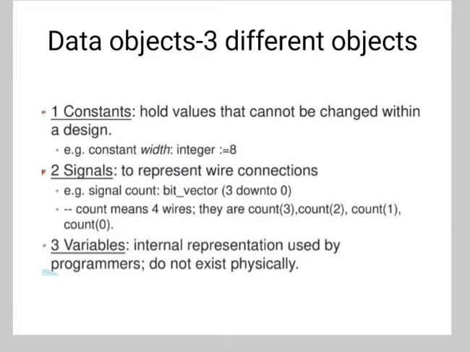Next is signal. Signal is used to represent the wire connections. For example, signal count : bit_vector(3 downto 0). That means count means 4 wires, and they are count(3), count(2), count(1), count(0). As it is 3 down to 0, there are 4 wires, that is count 0, 1, 2 and 3. So count means 4 wires.